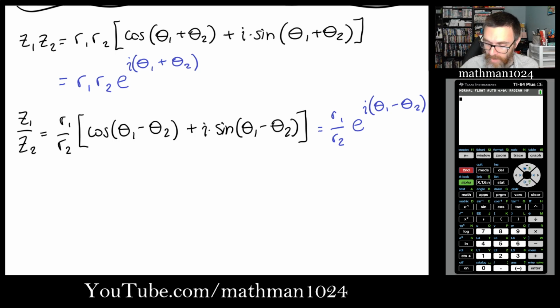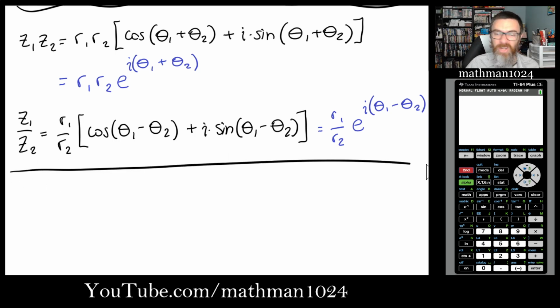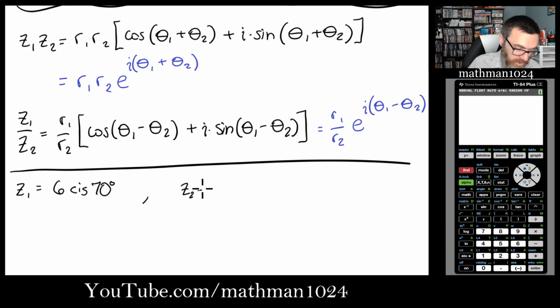So we want to look at some problems here where we're just told to multiply and divide, and we're not going to make things super complicated. We could, but we're not going to, all right? So if, for example, I tell you that z sub 1 is 6, I'm going to use the shorthand here, cis of 70 degrees, and z sub 2 is 9 cis 45 degrees. Let's look at the product and let's look at the quotient.